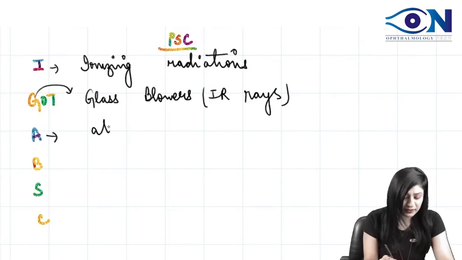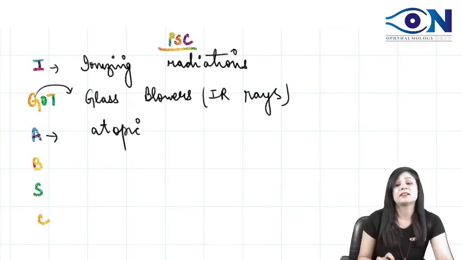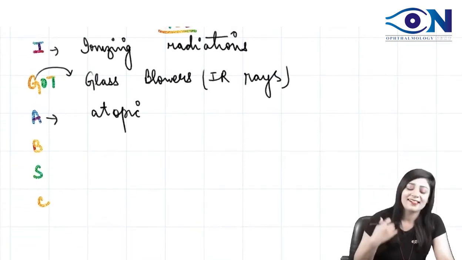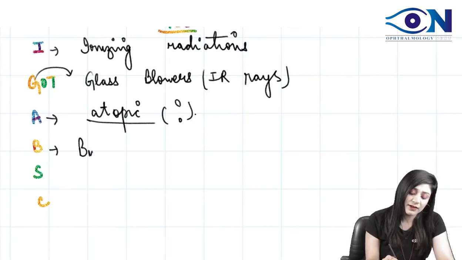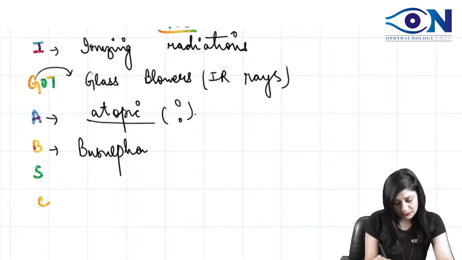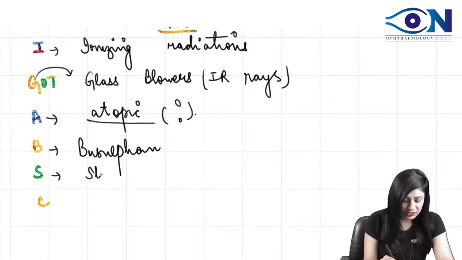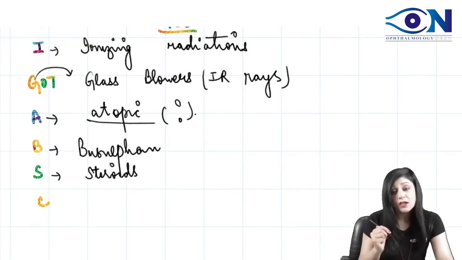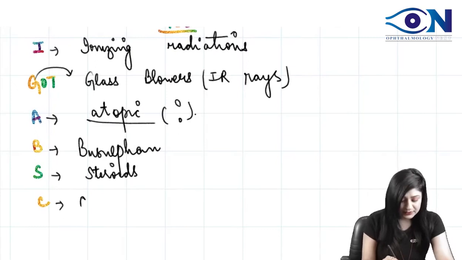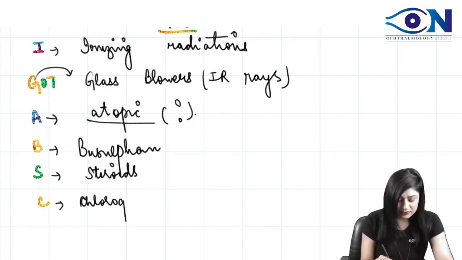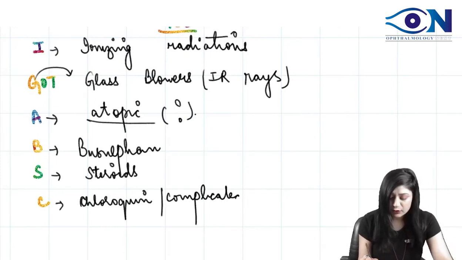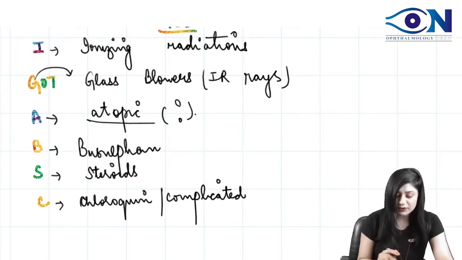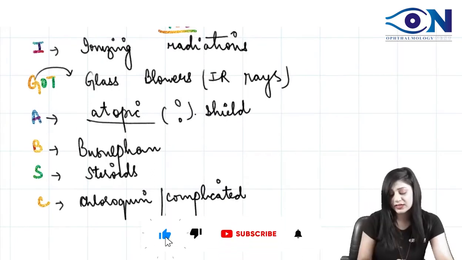A for atopic cataract. What is the other name of atopic cataract, guys? You have to tell me this. Then B for busulfan. Then S for steroids. Steroids are also causing posterior subcapsular. And C for chloroquine. C for complicated cataract. Yes, very good. It is the shield cataract. Atopic cataract is also called shield cataract.